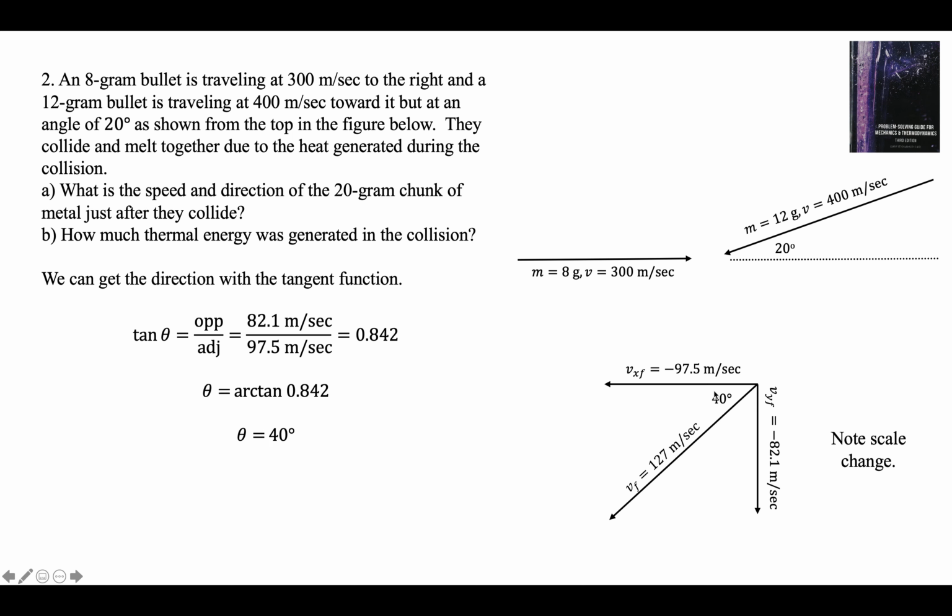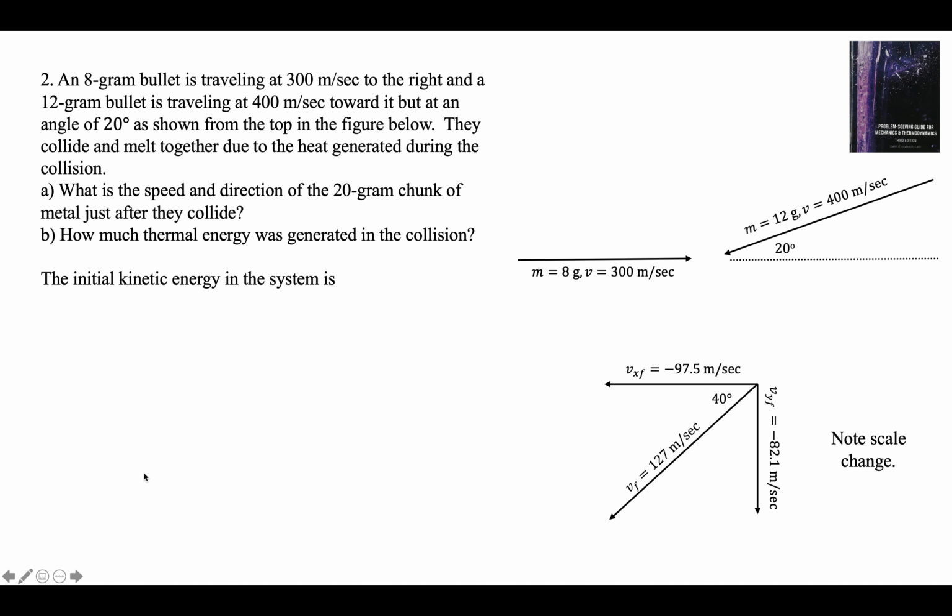So let's stick that on the diagram. That angle is 40 degrees. Now we can answer the problem. It's 127 meters per second, 40 degrees below the horizontal to the left. Right there. Now we can do part B, which should be easier.